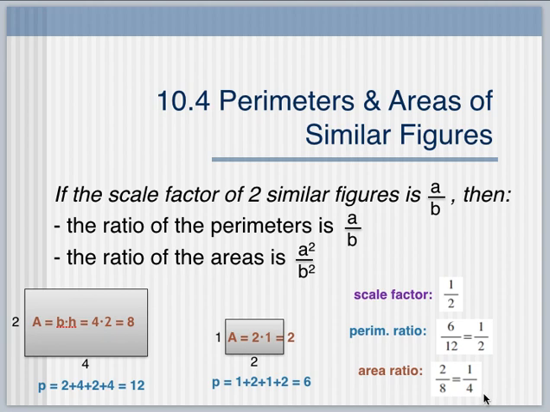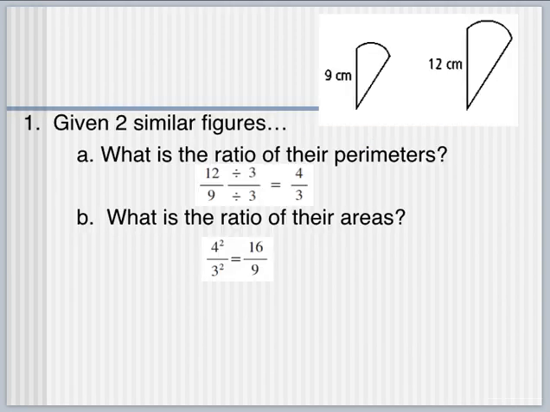Now here's the thing. Using this rule that the ratio of the areas is always a squared version of the scale factor, I could have gotten 1/4 a lot faster just by taking my scale factor and squaring it. If I take 1/2 and square the pieces, I still get 1/4. And that's a shortcut you're going to be practicing the use of today. So let's go through question 1 together.